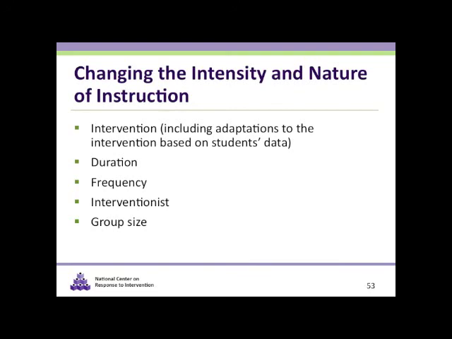In some cases, the intensity may be modified by changing the interventionist. For example, some schools use paraeducators to deliver supplemental interventions. The intensity of the intervention may be changed by using a content specialist such as a reading coach to deliver the intervention. Another way to modify the intensity is to increase or decrease the number of students participating in the intervention. For example, the team may consider reducing the group size from 5 to 2 to provide students with more direct instruction and opportunities to respond.